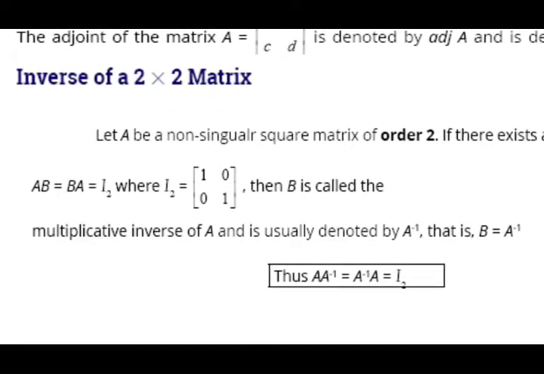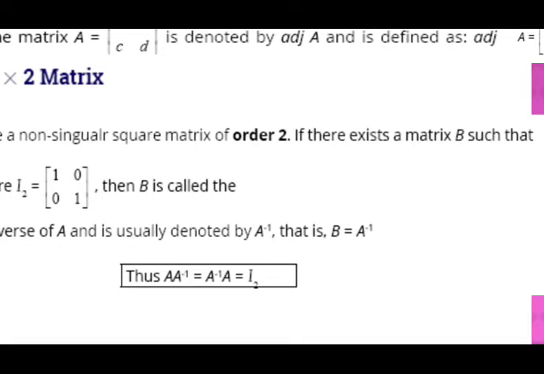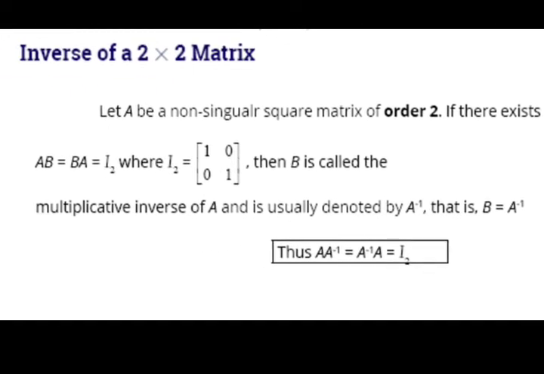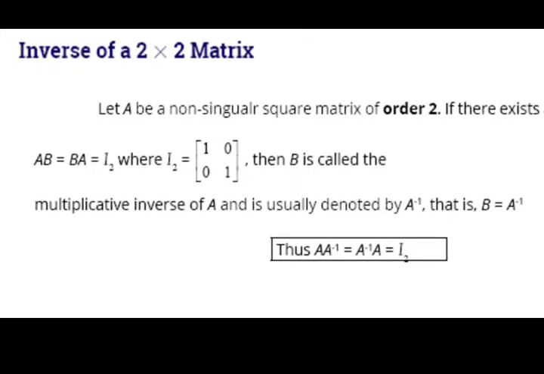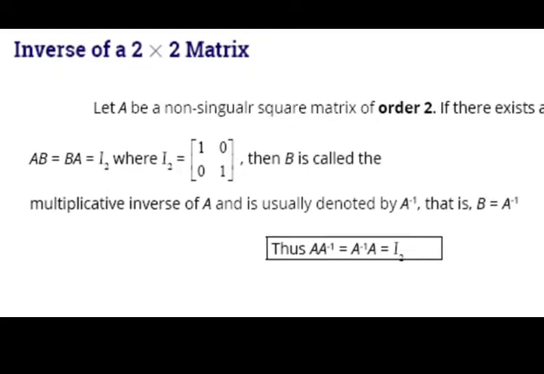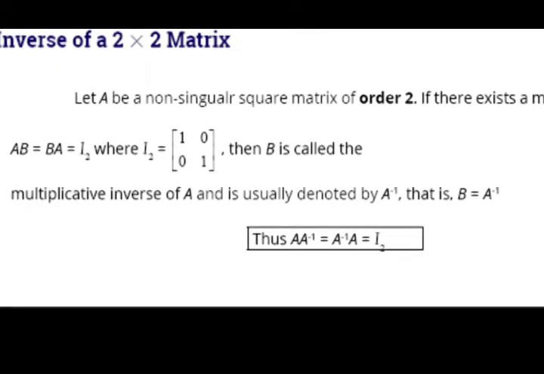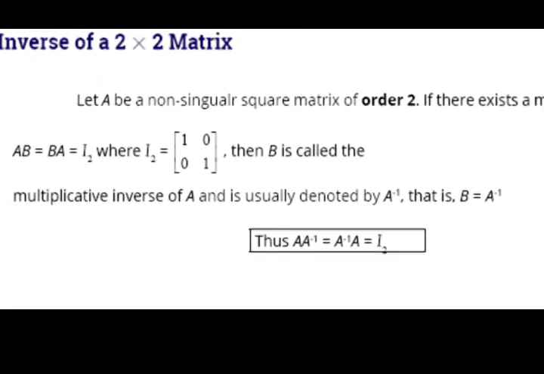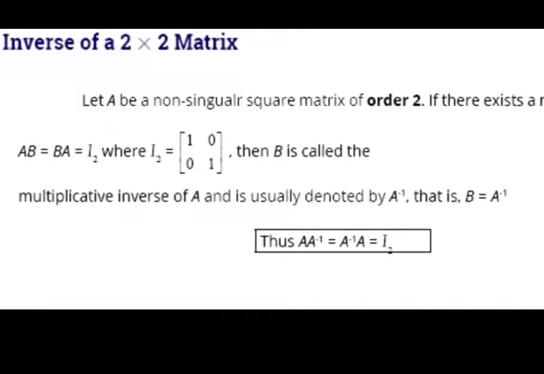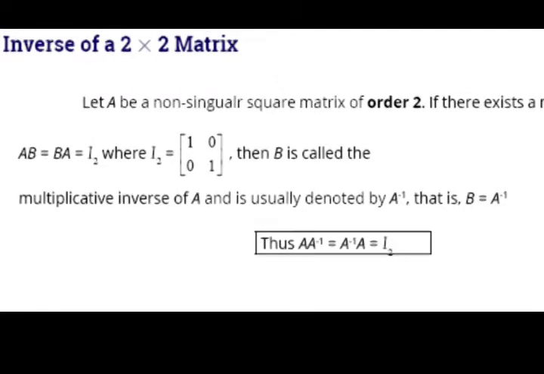Next is inverse. Let A be a non-singular matrix of order 2. If there exists a matrix B such that if we multiply AB and BA, it is equal to identity, then B is called the inverse of A. If we multiply two matrices and the answer is identity, then they are inverses of each other.